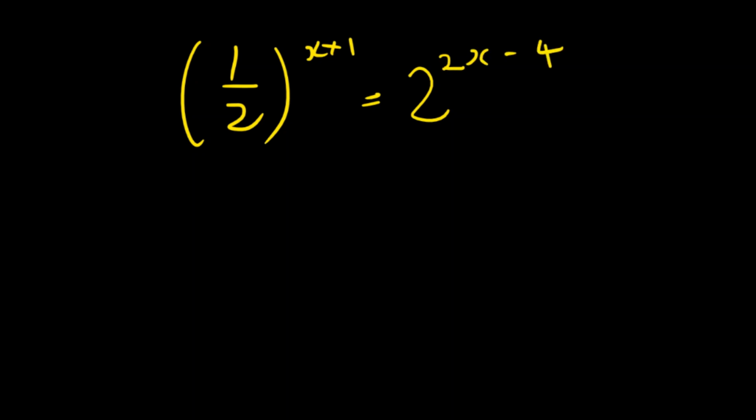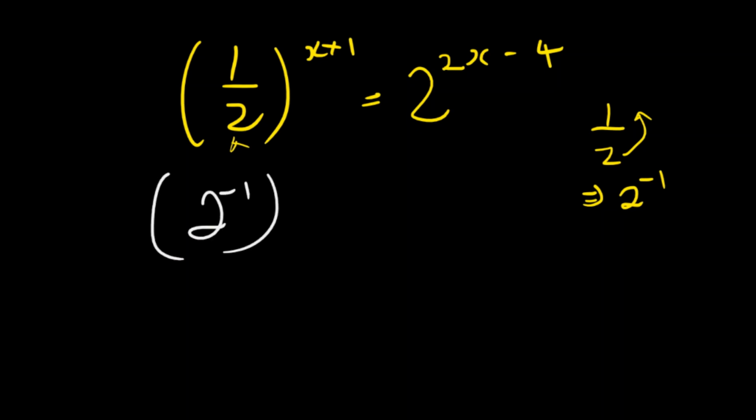Let's say now we have 1 over 2, all to the power of x plus 1, is equal to 2 to the power of 2x minus 4, right? So what we'll do is change this 1 over 2 and write it differently. We take this 2 upwards, and what we'll have is 2 to the power of minus 1. So it's going to be 2 to the power of minus 1, all to the power of x plus 1, is equal to 2 to the power of 2x minus 4, right?